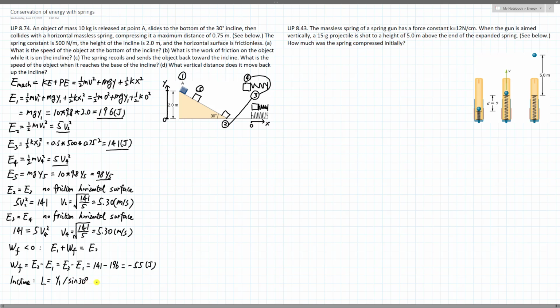So why exactly is this the case? So y1 over the L, that is opposite over hypotenuse, that's a sine 30 degrees, right? So we have that, and then if you multiply by the L, you get this. So the inclined plane L is equal to 2 meters divided by 0.5, that's sine 30. So we get 4 meters. So this is the length. Okay, so let's move on to the right half of this portion.